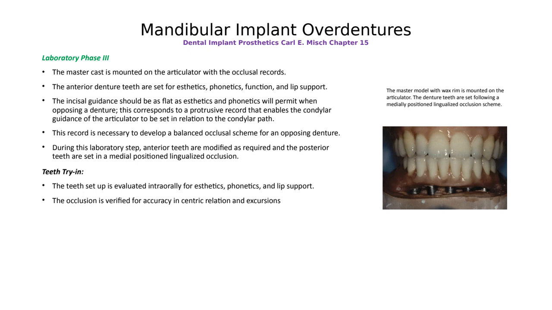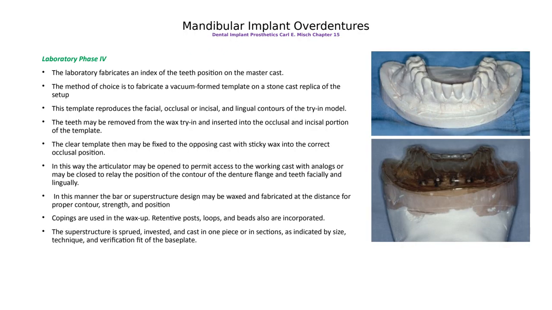Once we have the teeth set up in wax, we send out the dentures for a try-in to the dentist, and the dentist gives us approval or not to continue with processing the dentures. When we process the dentures, always make sure that we embed those encapsulators for the clip, so they're going to be processed into the denture, because that's the retention element for the bar.